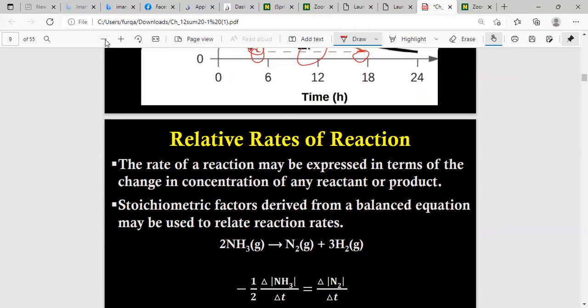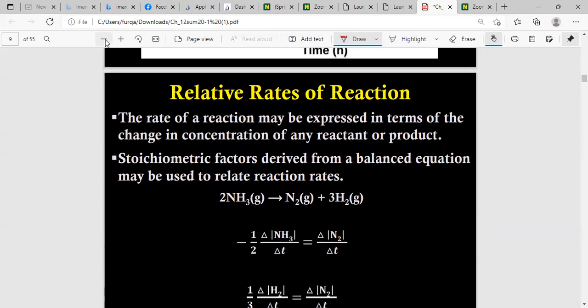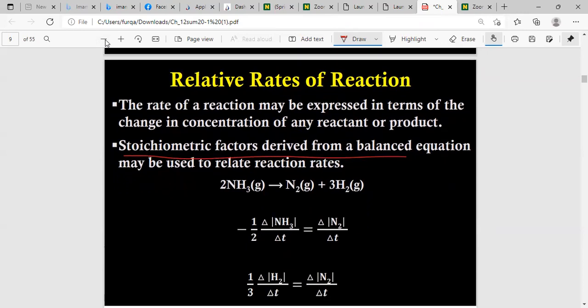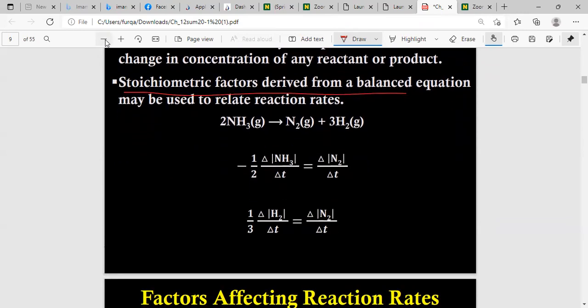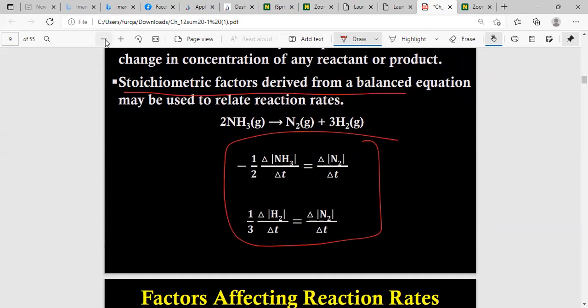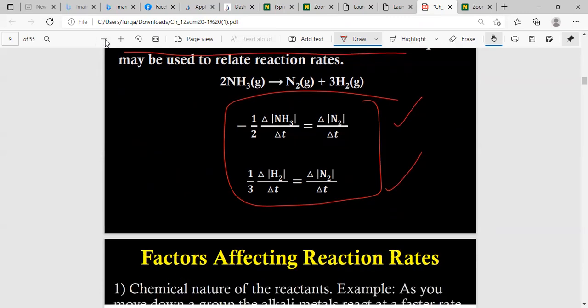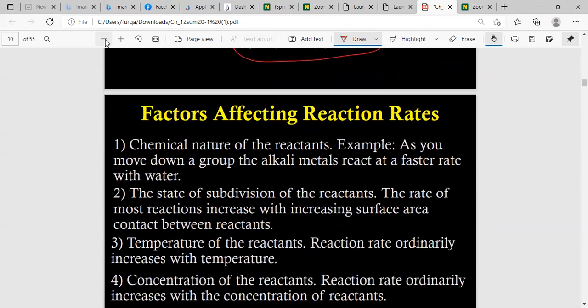So relative rates of reaction means the rate of reaction may be expressed in terms of the change in concentration of any reactant or product. You can use the stoichiometry factor derived from the balanced chemical equation. So for rate expressions, you can do all this stuff that I've already explained. Here we are just making the relationship between the reactant and one of the products, and between the products also. You know that in the stoichiometry, we can do all these types of relationships.